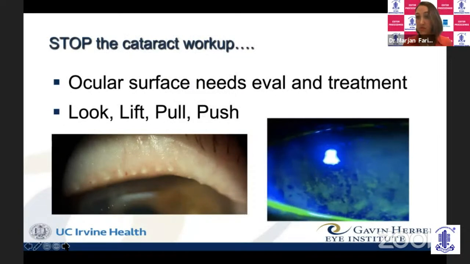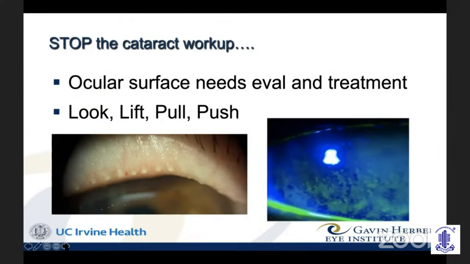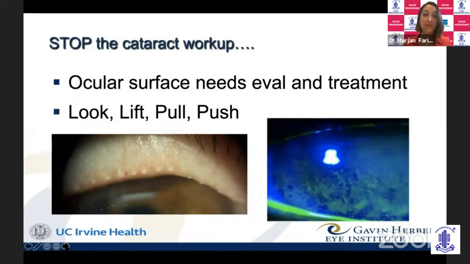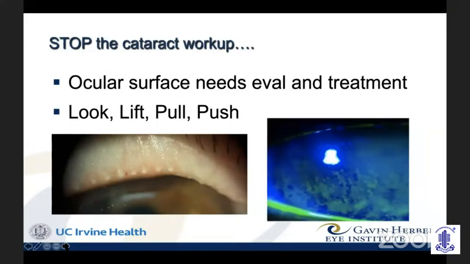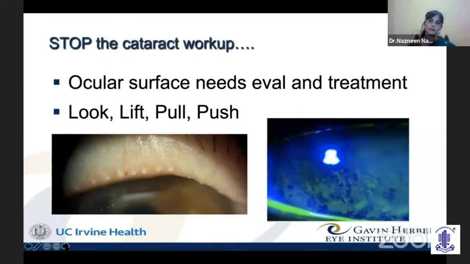So at this point, if we've seen ocular surface disease, I think it's important to stop the cataract workup and further evaluate the ocular surface to categorize the severity and the type of dry eye disease in these patients. So the look, lift, pull, and push, LLPP, is very important. Look at the lids and the ocular surface, lift the lids and look under them, pull to look for things like lid laxity, and then push on the Meibomian glands to look at the quality and rapidity of the secretions.